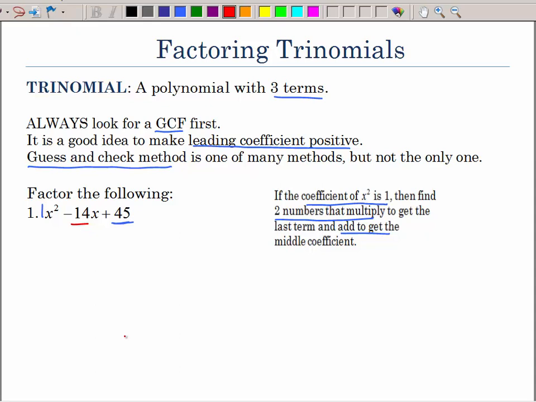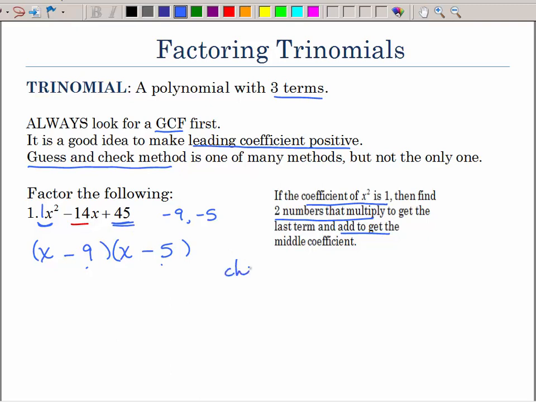So what two numbers multiply to get positive 45 and add to get negative 14? And of course you're going to say negative 9 and negative 5. So we want to put two sets of parentheses. We need x times x to get x squared. And it doesn't matter what order you put the numbers in, because we know negative 9 times negative 5 is positive 45. But how do we get that negative 14x?